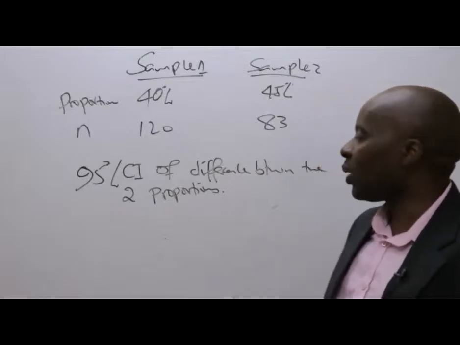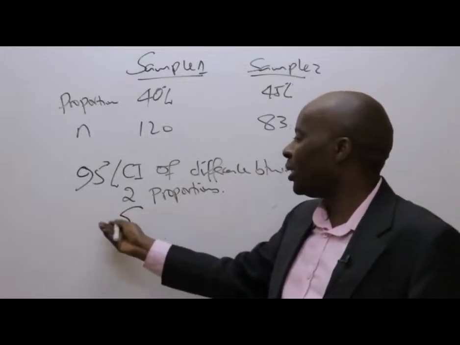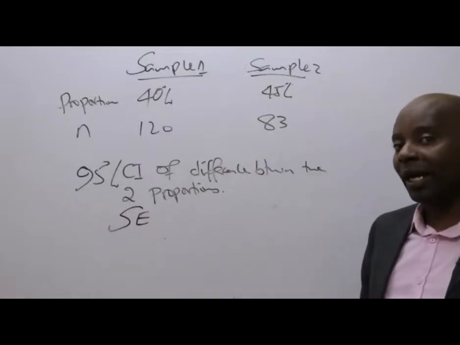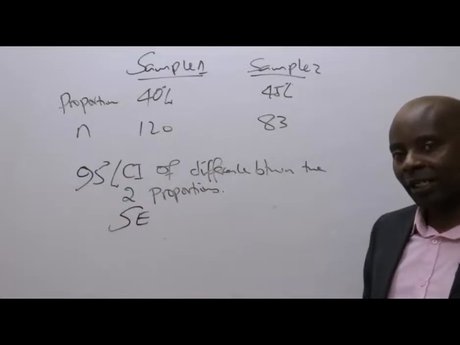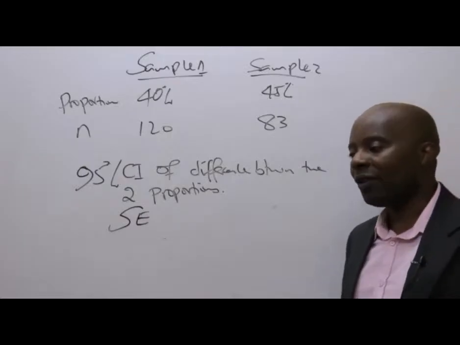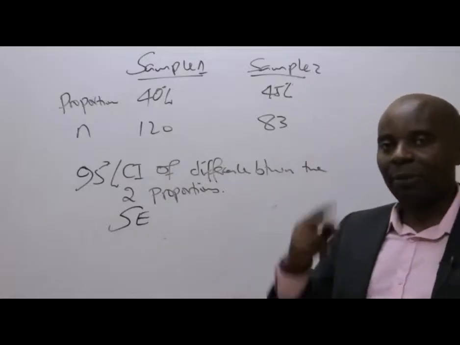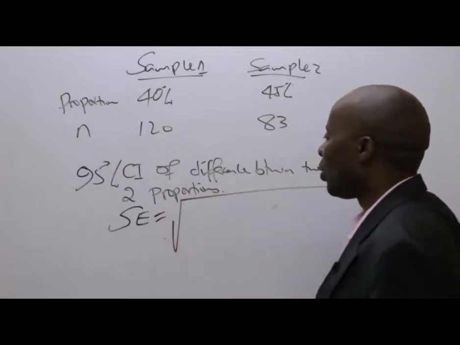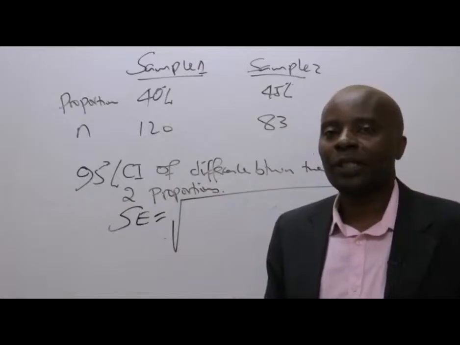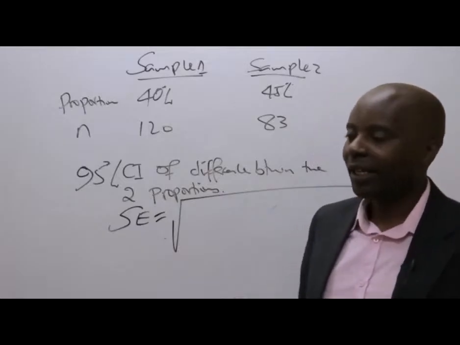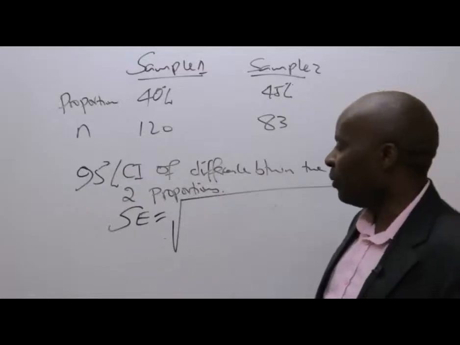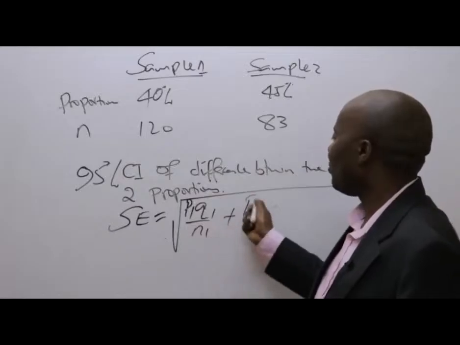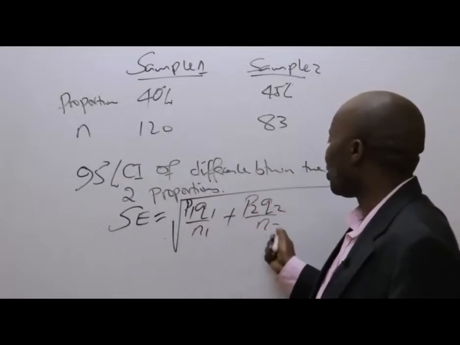So the first thing that I will do here is to calculate the standard error, bearing in mind that we happen to have 2 samples. So the standard error will be equal to the square root of P1 Q1 over N1 plus P2 Q2 over N2. These are things you'll have to just master. They're not hard. After we finish this and then we revise, everybody will be very okay.